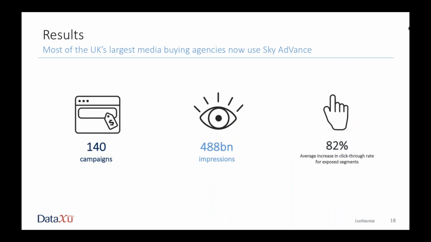So the next chart gives us a bit of a snapshot of where we are with Sky Advance. There are three main ways that we activate Sky Advance for customers. So there is a reach extension proposition, whereby a TV advertiser might have run a linear TV spot campaign and then wanted to extend that campaign into an online environment. We were able to help them do that.